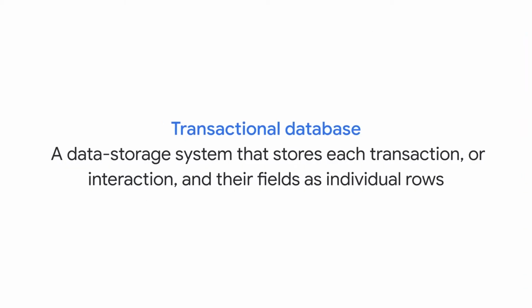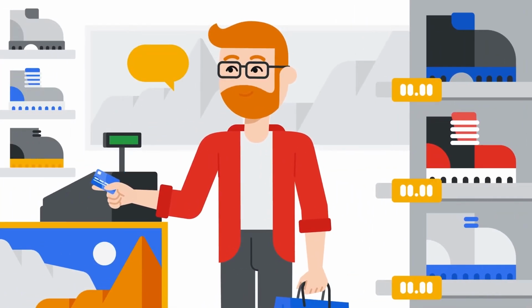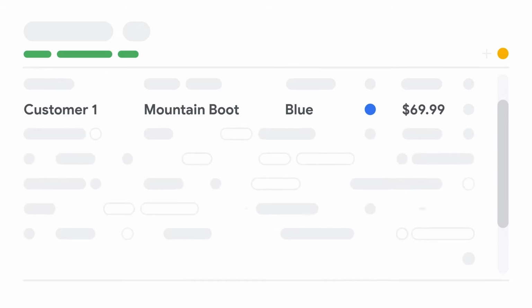Next are transactional databases. A transactional database is a data storage system which stores each transaction, or interaction, and their fields as individual rows. Transactional databases are common in e-commerce, online banking, and other businesses that may record customer transactions. A transactional database can also be one of your systems of record. For example, imagine you work for a company that sells clothing and equipment for outdoor enthusiasts. Each time a customer purchases a pair of hiking boots, a new row is created in your transactional database. The row contains the customer name, the inventory name of the boots, the date of the purchase, and the sales price. All of the rows together make up the transactional database. That's a mountain of data.